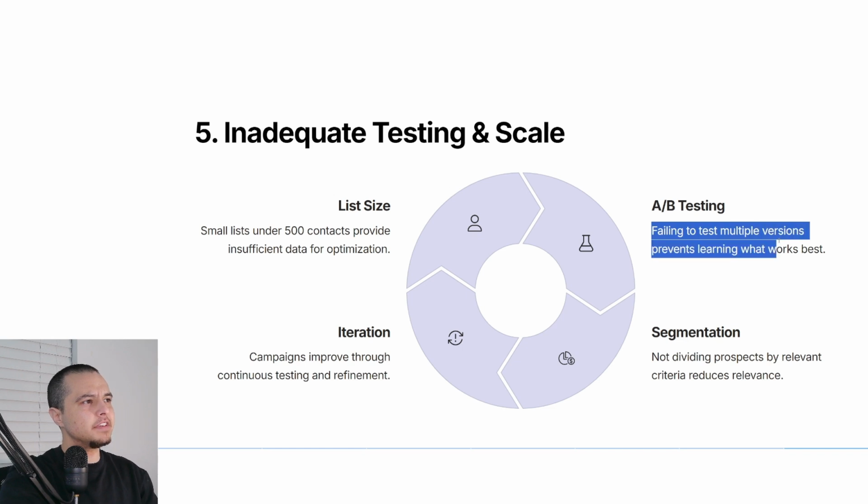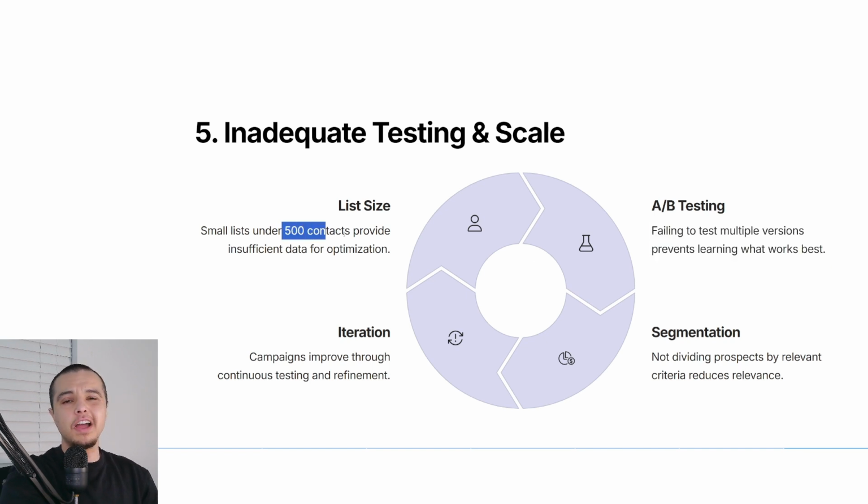So A/B testing. Failing to test multiple versions prevents learning what works best. You should be testing, in your first campaign, at least 3 to 5 different angles. Okay? If you're only testing one, not going to work. We have to test at least 3 to 5 different angles. Each angle, you want at least 500 contacts that you're testing each angle with. So usually the first campaign will be about 1,500, 2,000, 3,000 leads.